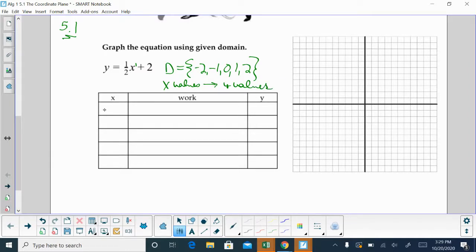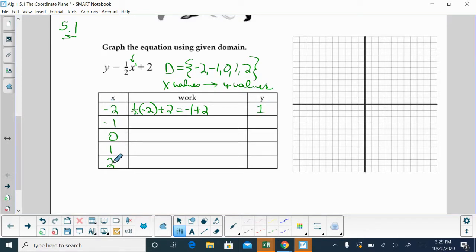Our x values that we want to work with are -2, -1, 0, 1, and 2. Now when it asks for work, it wants us to show how we substitute our chosen x values into our linear equation. So 1/2, we chose to use -2 first, plus 2. So 1/2 of -2 is -1, plus the 2 more gives us a resulting value of 1. So when x is -2, y is 1.